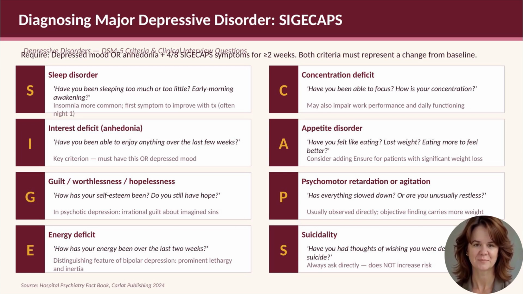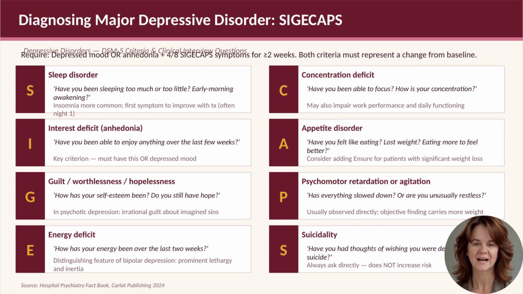Sleep disturbance can be assessed by asking, "How have you been sleeping? Trouble falling asleep, staying asleep, or sleeping more than usual?" Interest refers to anhedonia, so ask, "Have you lost interest or pleasure in things you normally enjoy?" Guilt or worthlessness can be explored with, "Have you been feeling like a burden or overly guilty about things?"